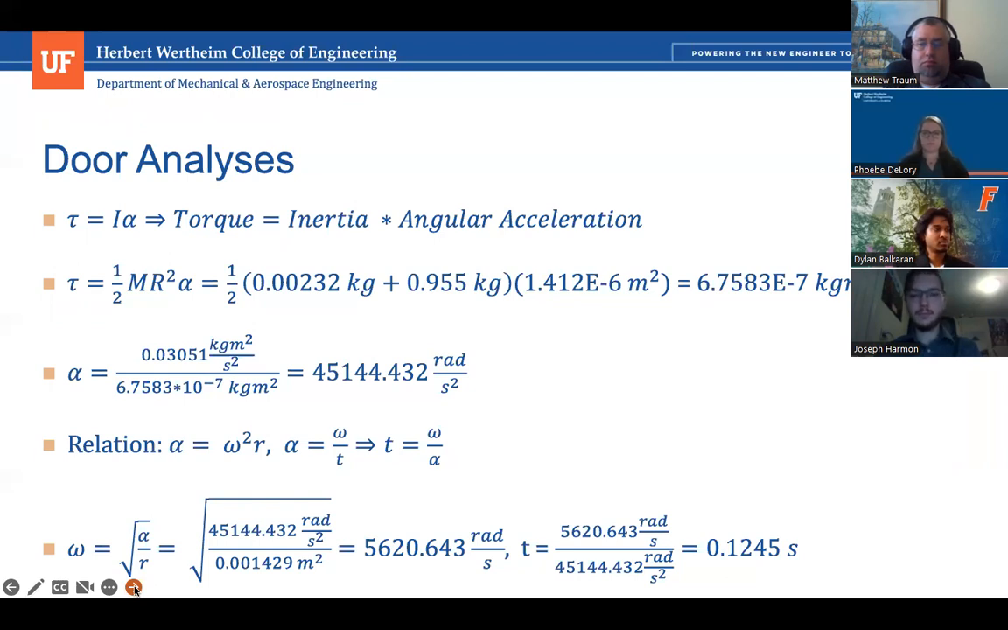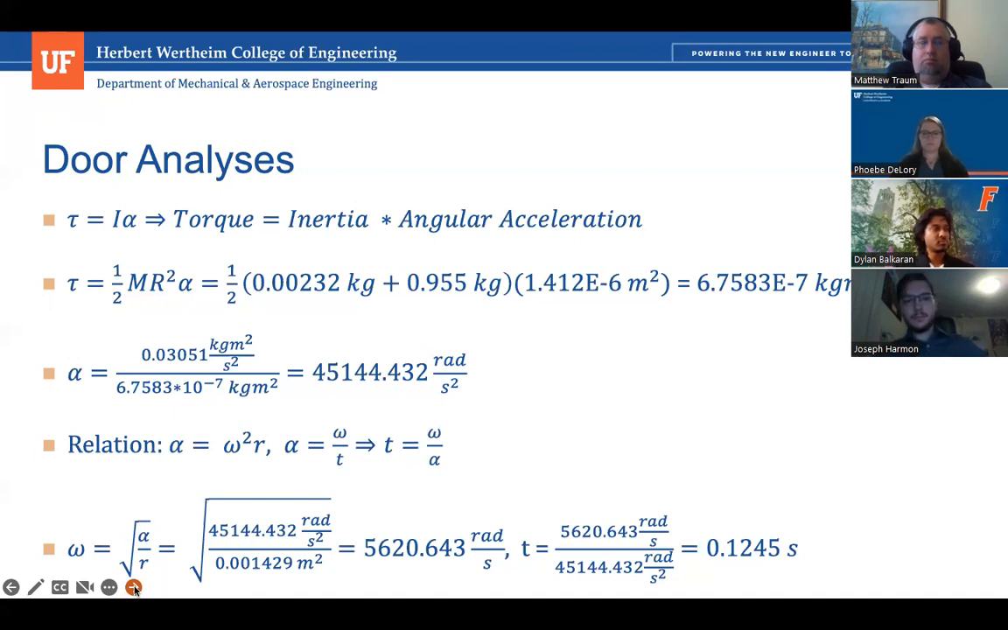Now, following that, using the following two relations, which are that angular acceleration is equal to angular velocity squared times radius, and that angular acceleration is equal to angular velocity divided by time, we were able to determine an angular velocity value by square rooting the quotient of angular acceleration with radius, the outside radius in this case, which resulted in an angular velocity of 5,620.643 radians per second.